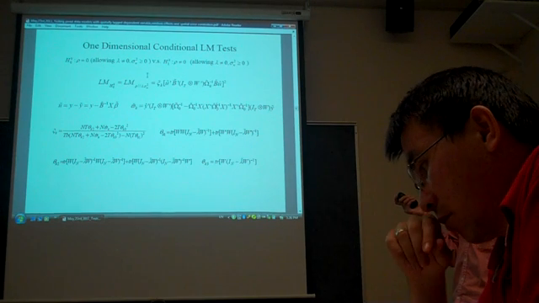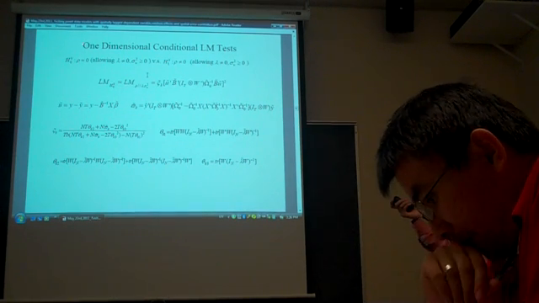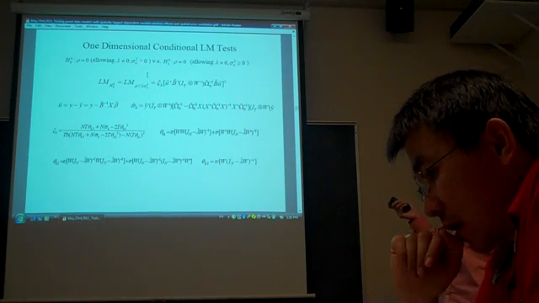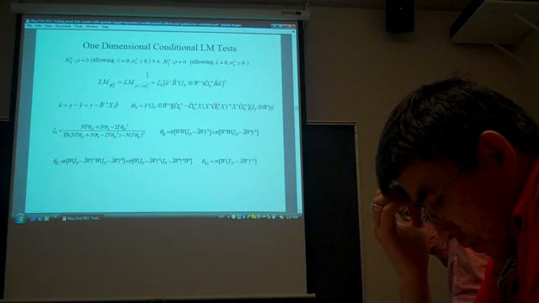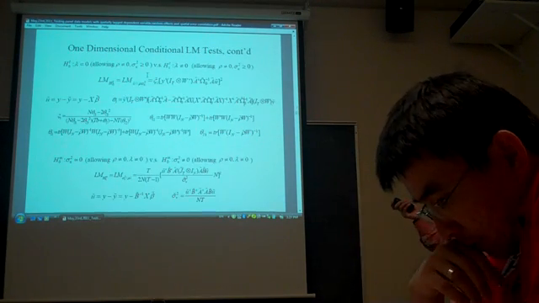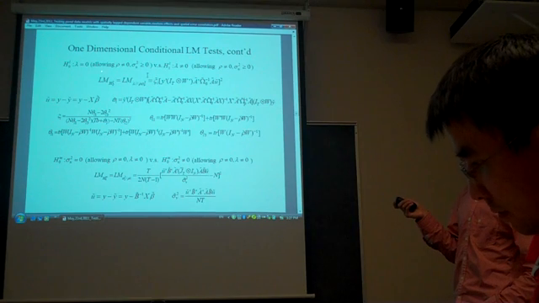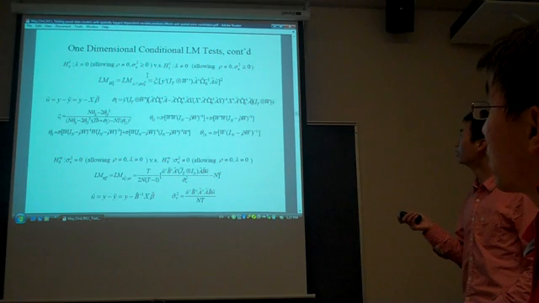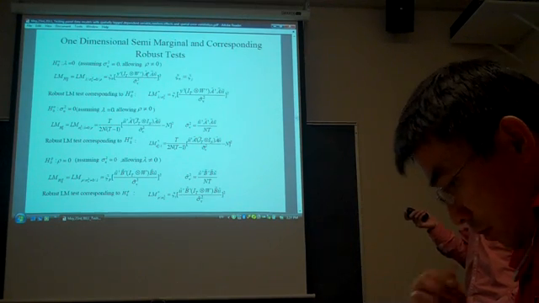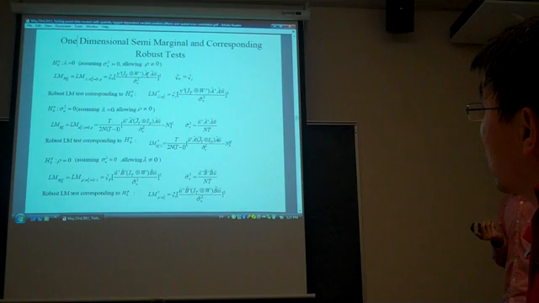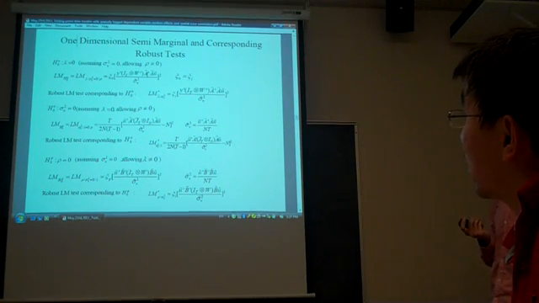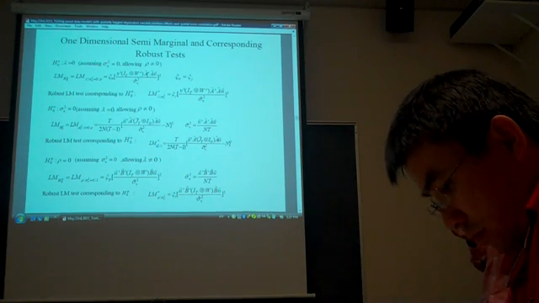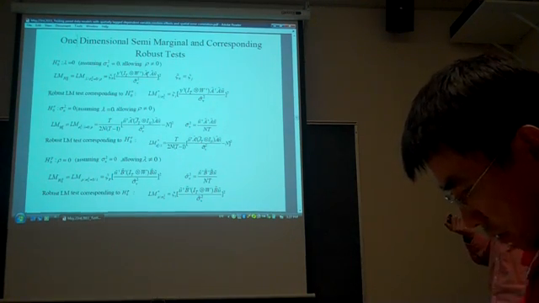This is a one-dimensional conditional test. First we test for rho, and then we allow lambda not equal to 0, and sigma u we allow to be greater than 0. And more one-dimensional conditional tests: first we test lambda, and then we test for sigma u squared. And there are six more. This is called the one-dimensional semi-marginal corresponding robust test. We still need to find a name for this.